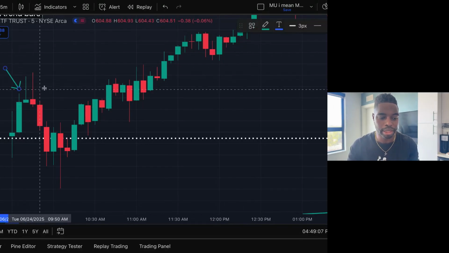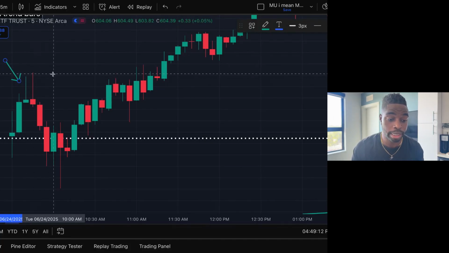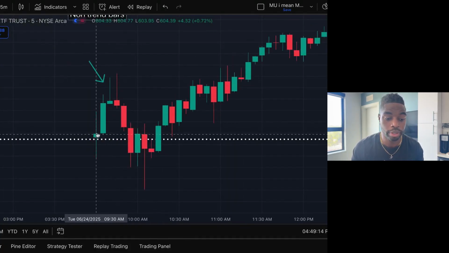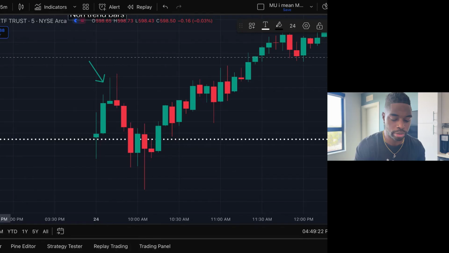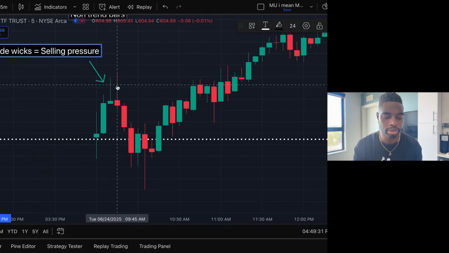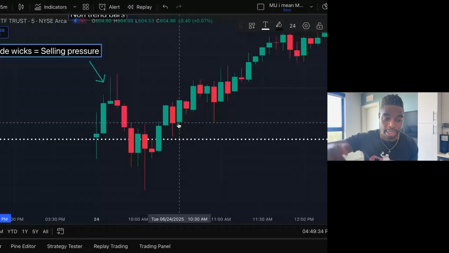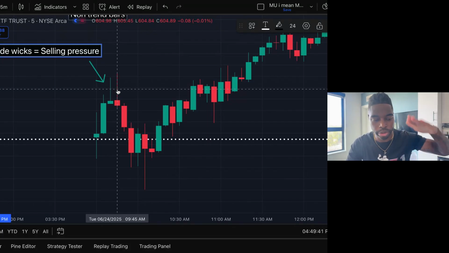But when you see massive topside wicks, what does that mean? That means big wicks here at the top of an uptrend. So we're moving up, and then all of a sudden we get these big lines at the top. What does that tell us about price? Topside wicks equal selling pressure. Whenever you see these topside wicks, people are selling at that area. They're saying, this price is too high. So there's a lot of selling pressure, and we're pushing price down.